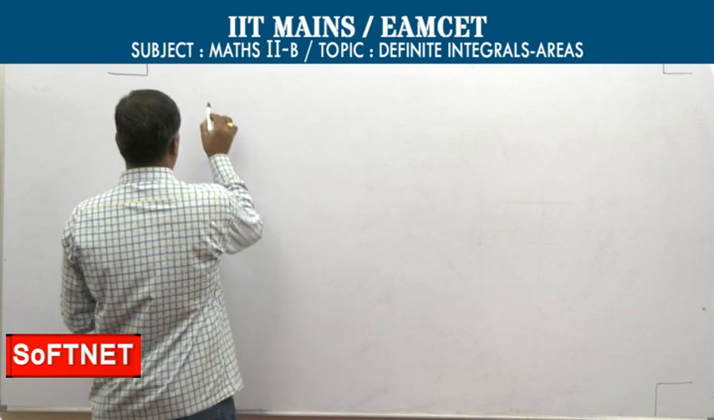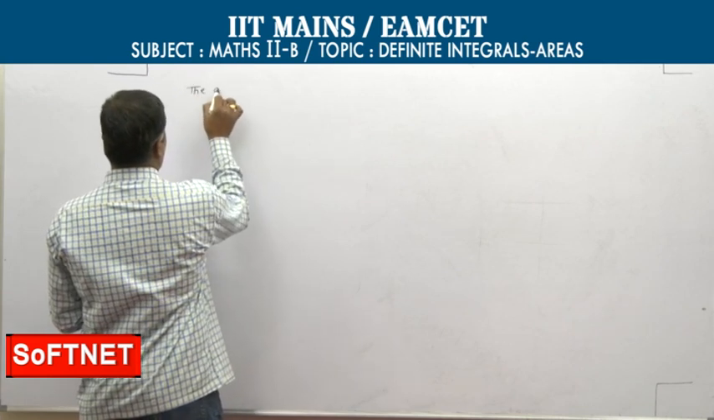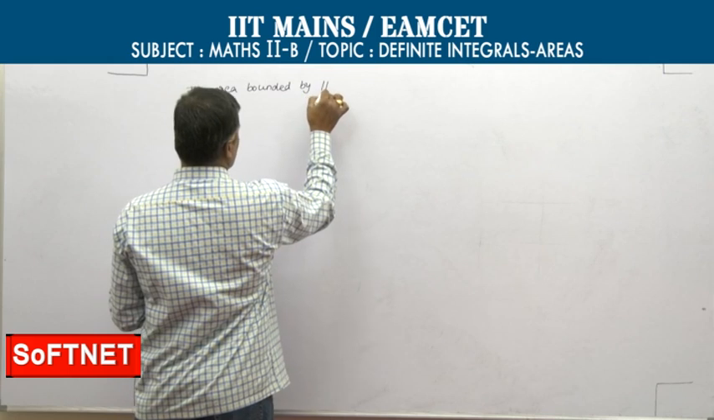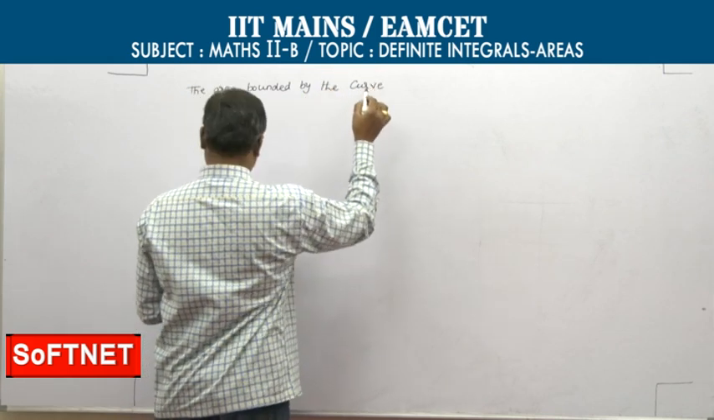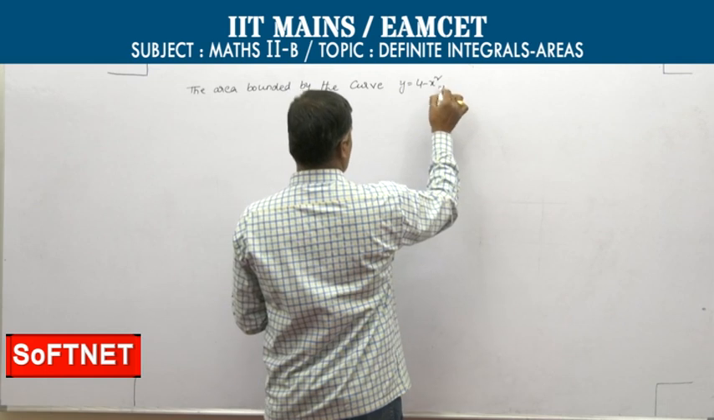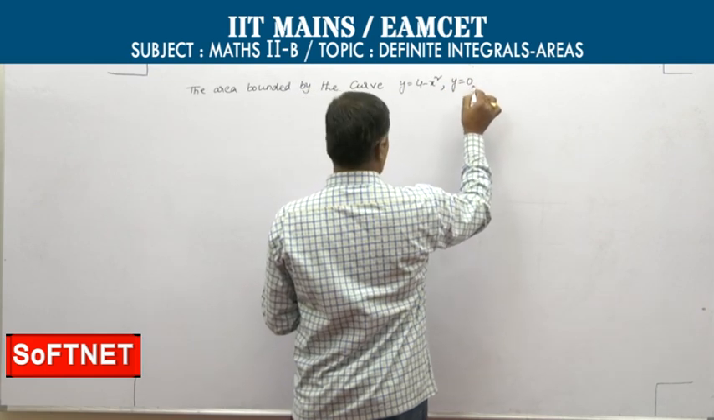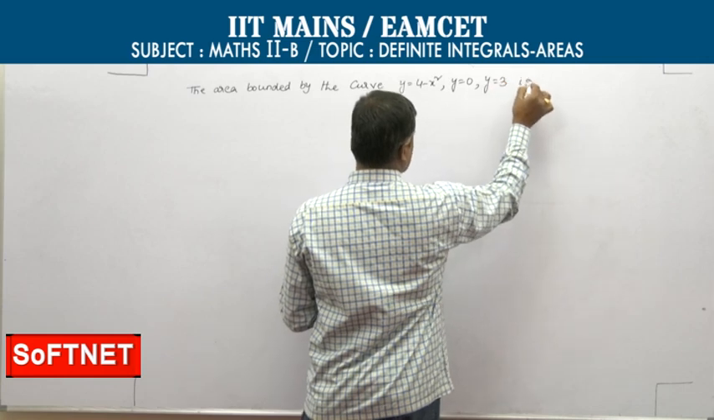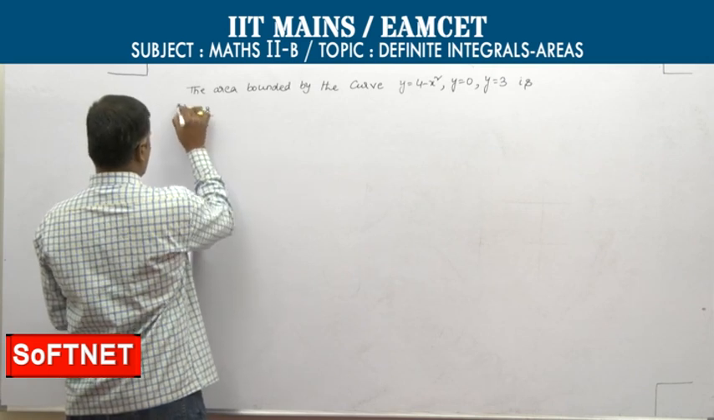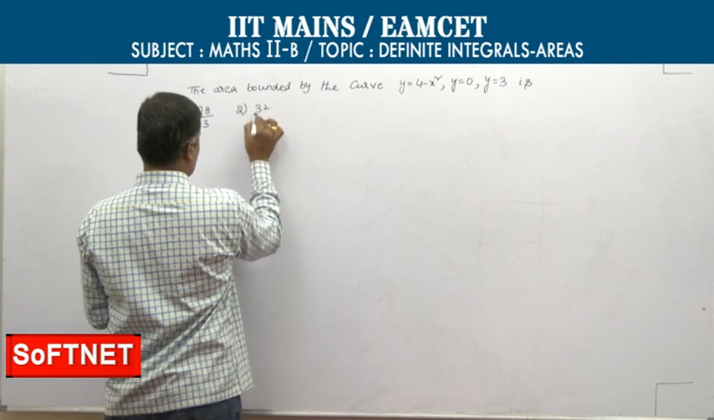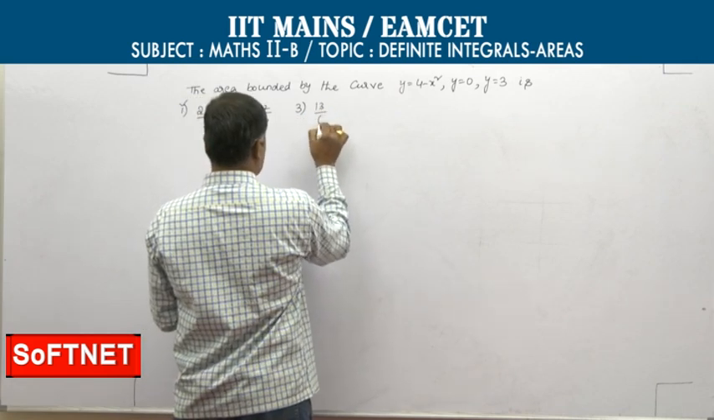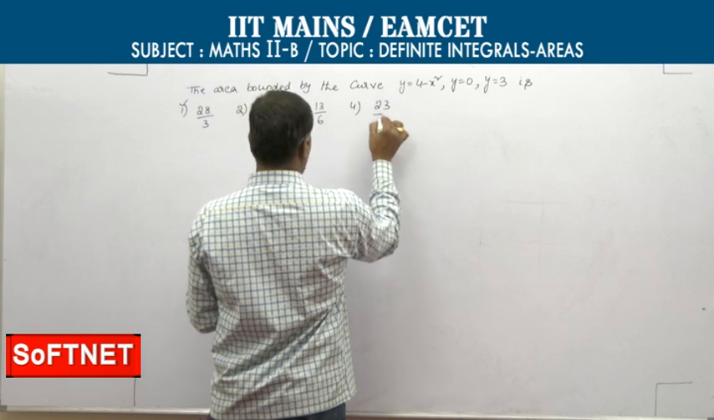The area bounded by the curve y is equal to 4 minus x square, y is equal to 0, y is equal to 3 is: first option 28 by 3, second option 32 by 3, third option 13 by 6, fourth option 23 by 3.